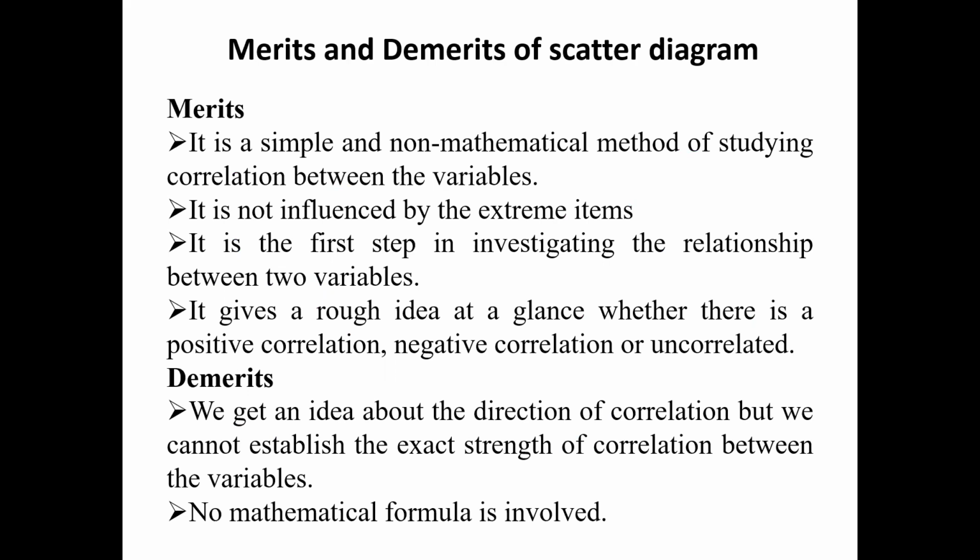Then a few more demerits are there. We get an idea about the direction of correlation, but we cannot establish the exact strength of the correlation between the variables. That we consider a demerit, and no mathematical formula is involved.